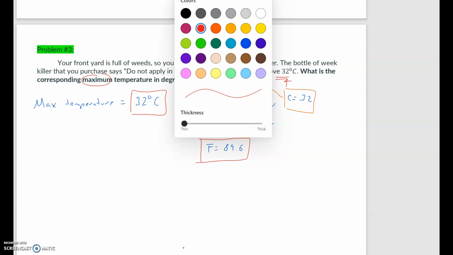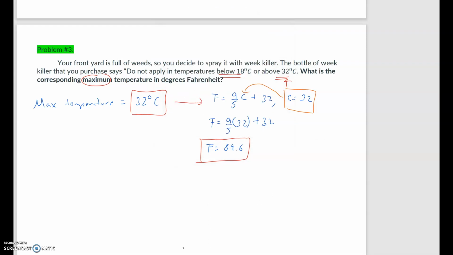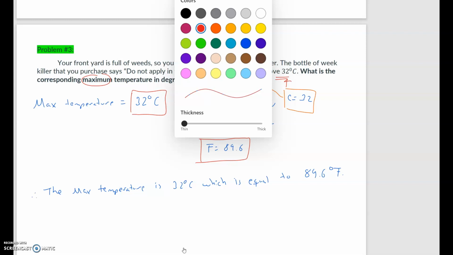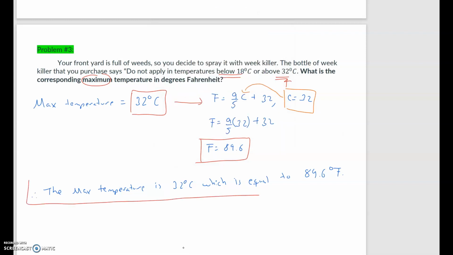Okay, and let me rewrite it as a sentence. In this case, the maximum temperature is 32 degrees Celsius, which is equal to 89.6 degrees Fahrenheit. And that would be the maximum temperature to use the weed killer.